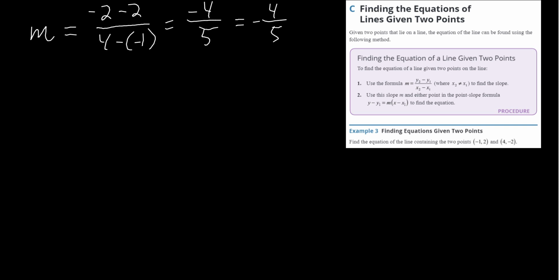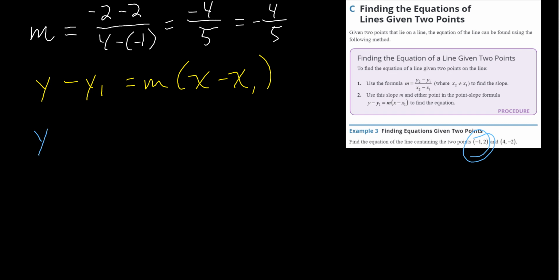So again, we have our equation, my point slope form, which is y minus y1 is equal to m times x minus x1. And again, the y's just come on down. So we have a y, and then we're going to choose, like I said, this point here, (-1, 2). So we're going to say y minus 2 is equal to m, which was -4/5, and then x comes down, minus a -1.